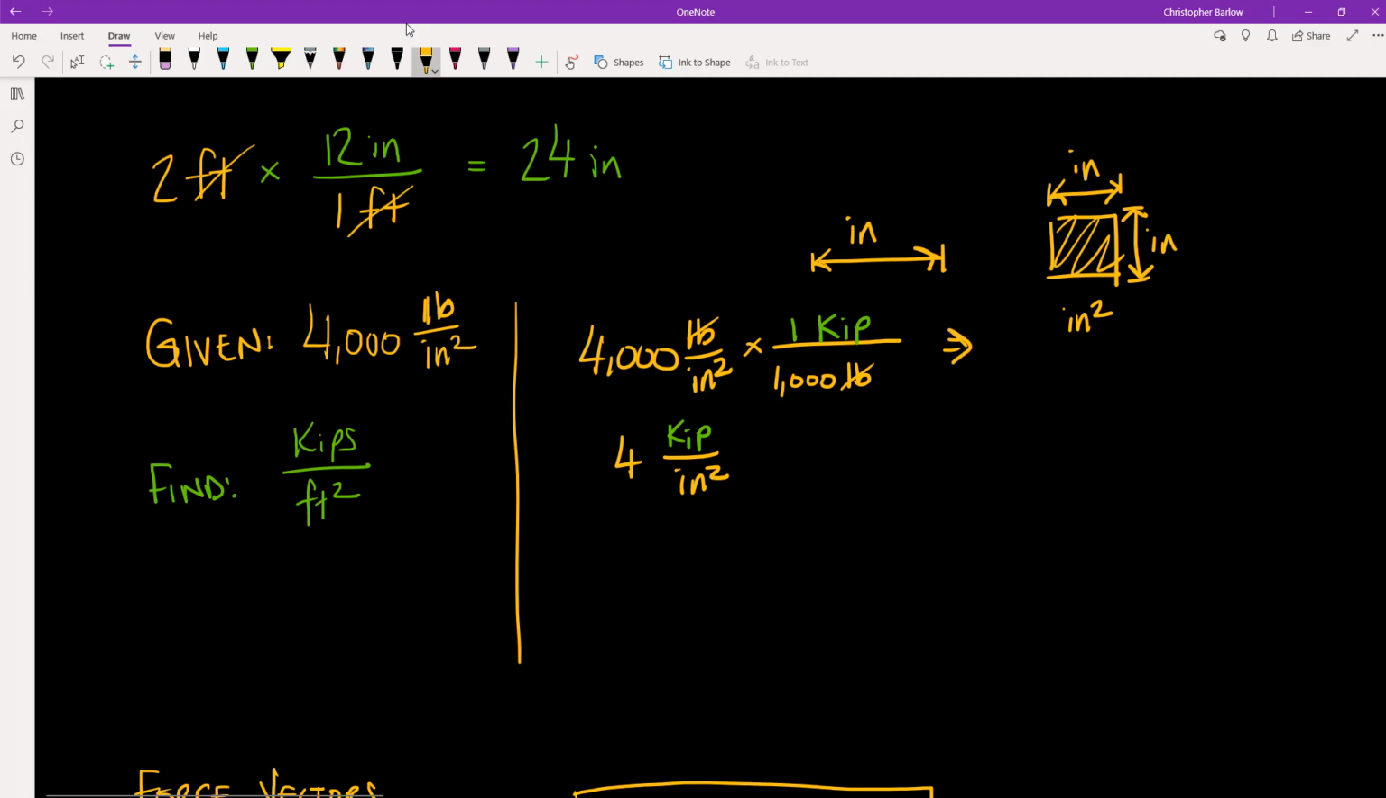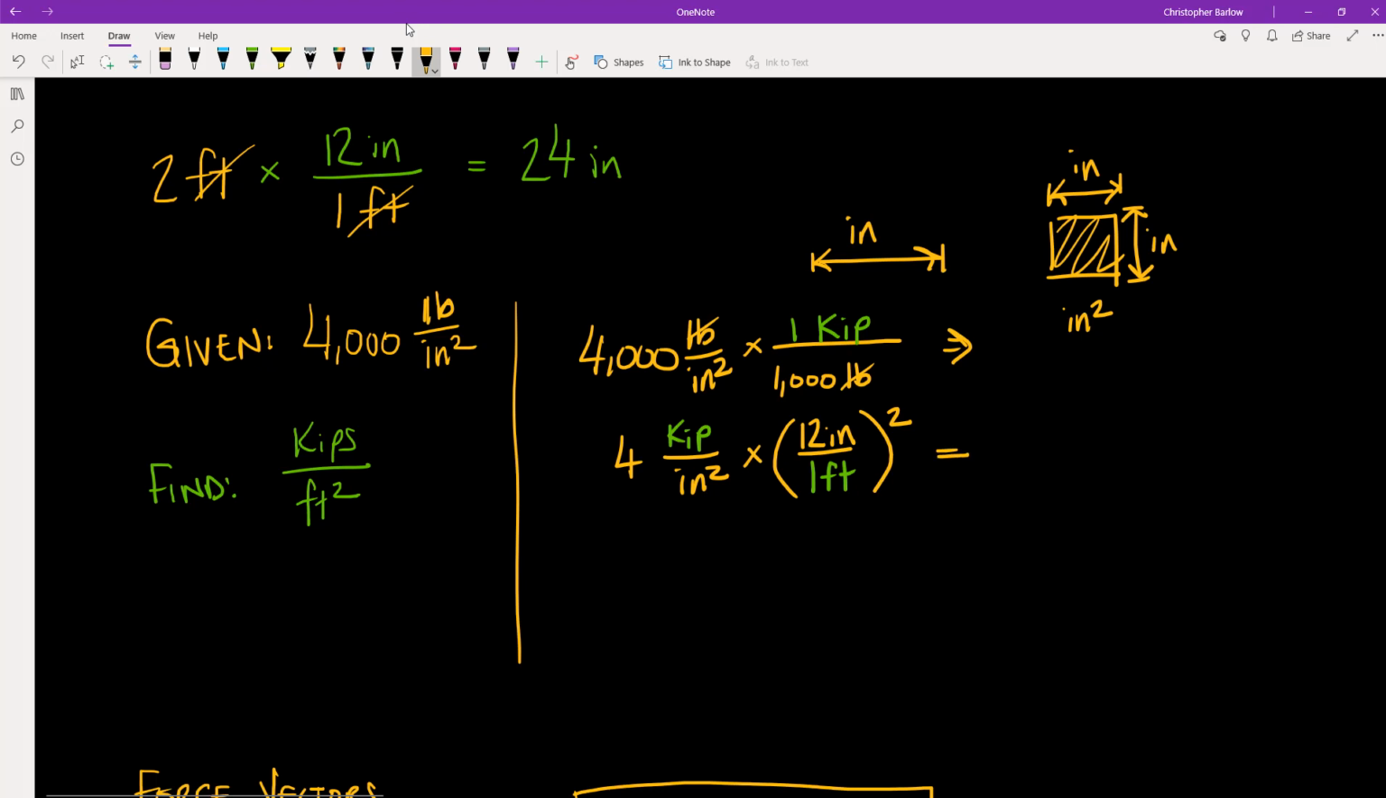Now, looking at the denominator, we know that the ratio of inches to feet is 12, but we are starting with inches squared, and we need to end with feet squared. Therefore, we need to square both the numerator and denominator of our ratio. So we have our ratio of 12 inches for every 1 foot. But we are dealing with area here, and our starting unit is squared, and so our ratio needs to be squared.